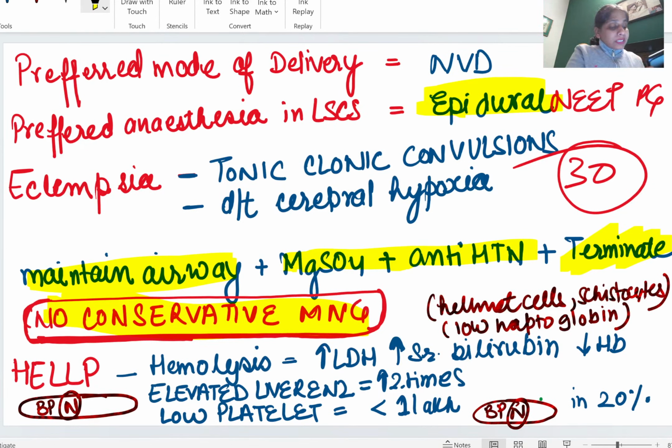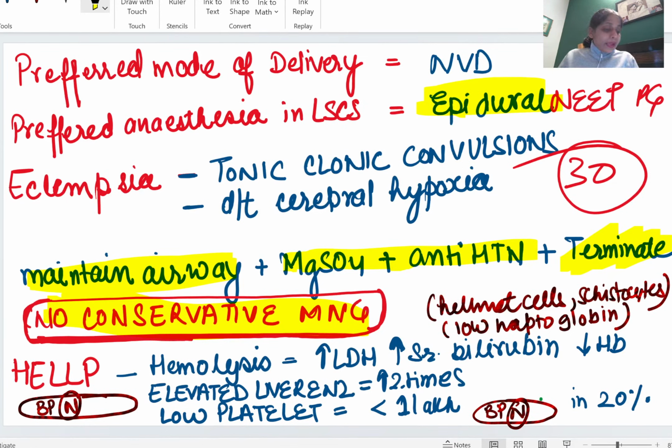Now this is quite an expected question in your exam, because in INI-CET November a question has come on severe preeclampsia. Now in your exam the question will be nearby, so nearby is eclampsia or impending eclampsia. In impending eclampsia you have to stabilize the BP and then terminate. In eclampsia, you do not stabilize the patient, you have to start termination, because cerebral hypoxia is a very big emergency.